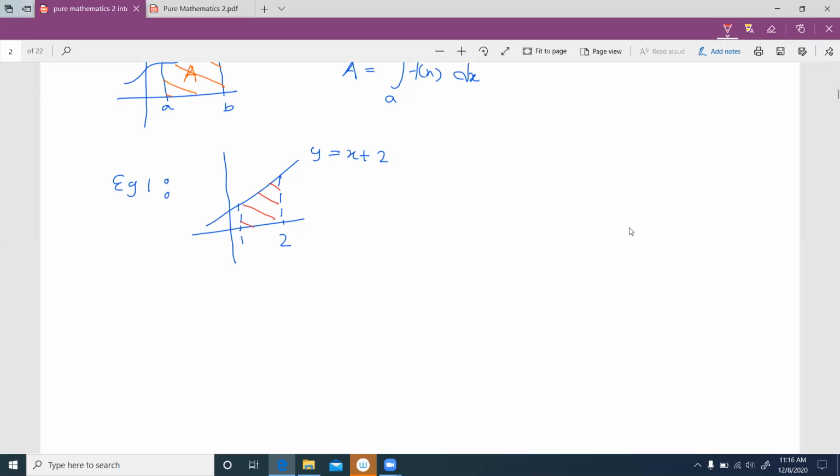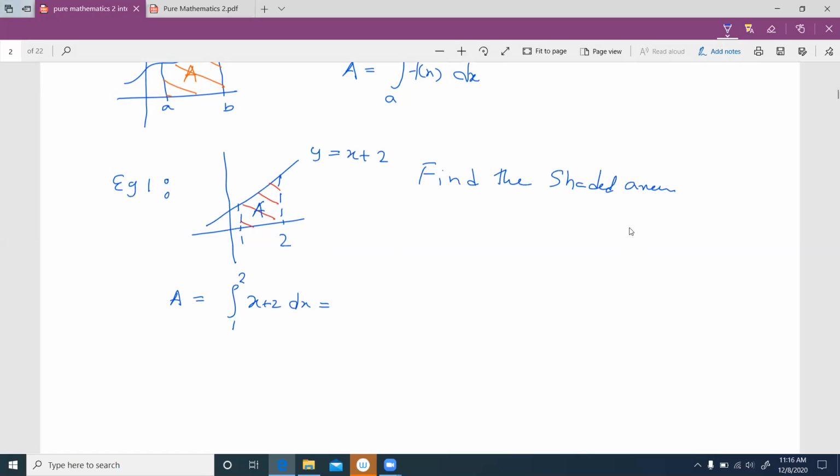The question is, find the shaded area, right? That's a question. So simply you can just label this one as A. So you can write A is the integration from 1 to 2 of f(x), the function is x plus 2 dx.